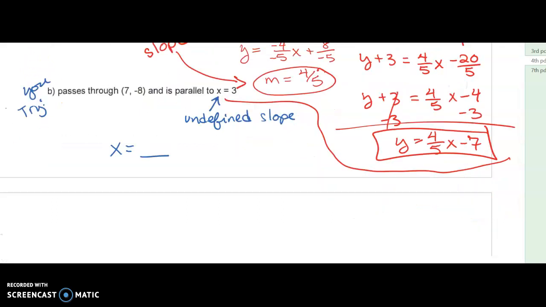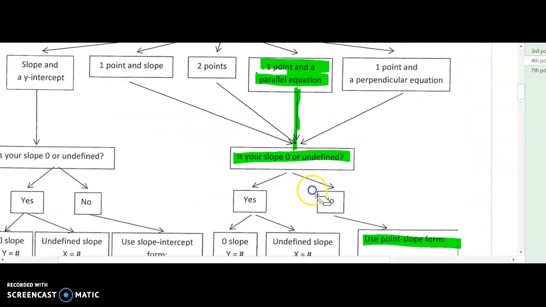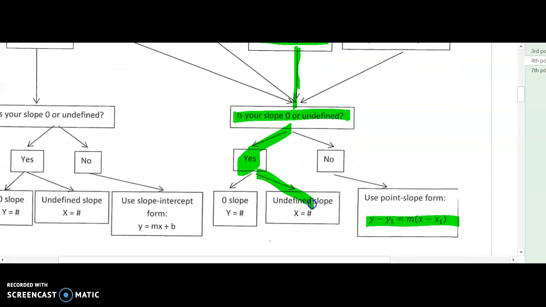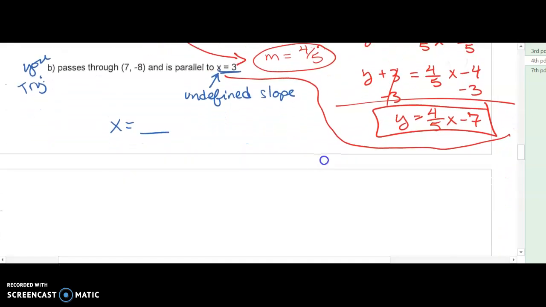Okay, so there's a couple of different ways to think of this. If it's parallel to x equals 3, then it's got undefined slope. So as you went through the flow chart, you said I have a point and a parallel equation. This time, yes, I have undefined slope, and so it's x equals a number for my equation. Or perhaps you just thought if this equation is x equals a number and mine is parallel to that, then it's going to also be x equals a number. Now to figure out what number, we said we would just set it equal to the x coordinate. So x equals 7 is our answer.